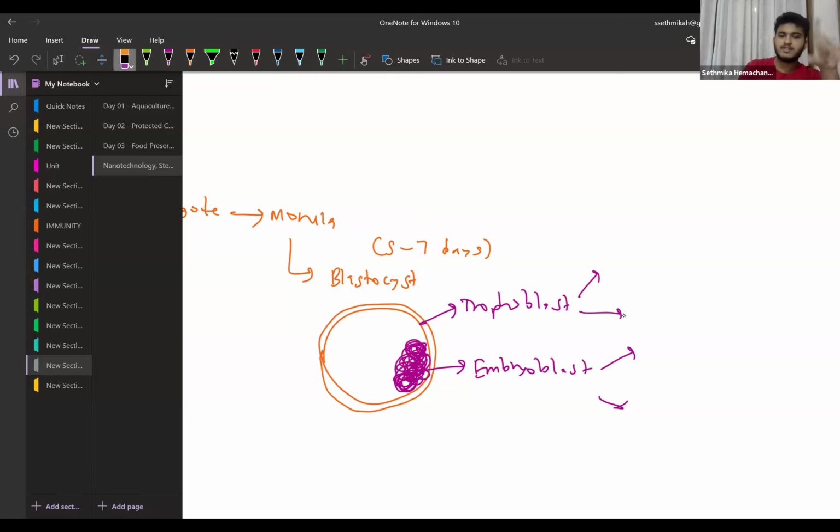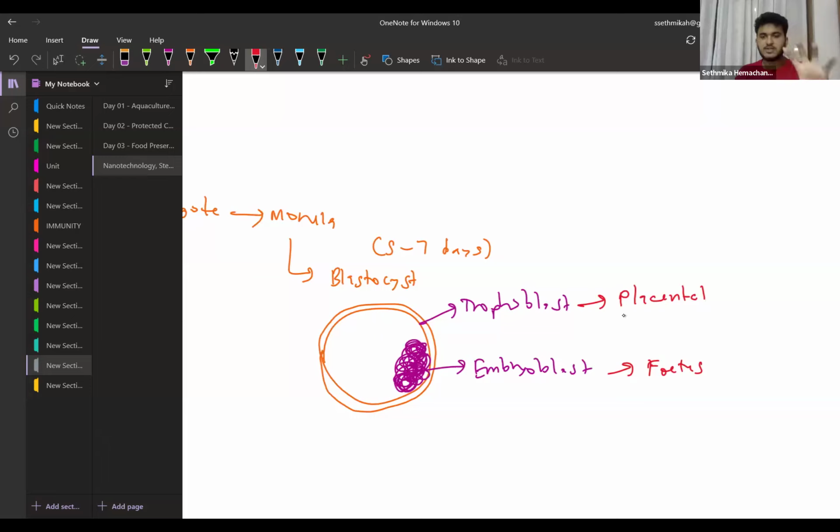Anyway, this trophoblast is what forms the placental portion of the fetus, right? Trophoblast is the membrane. The chorion is formed from it. So this forms the placental portion of the fetus. The embryoblast is actually the embryo, which develops into the fetus, right?